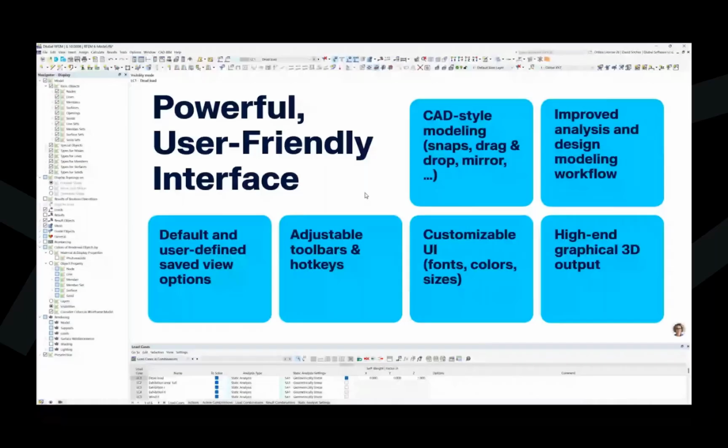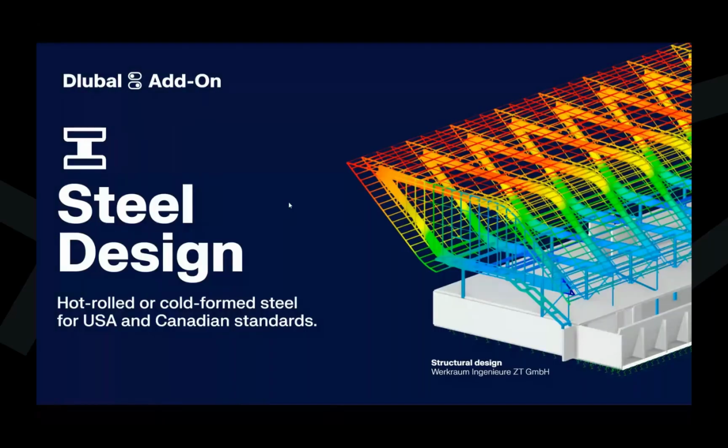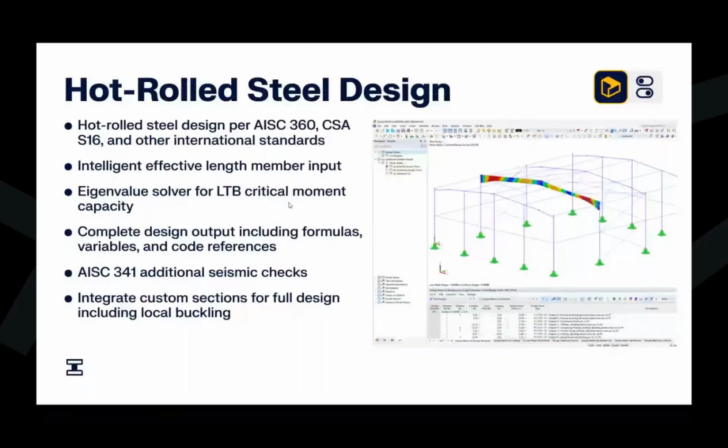So turning now to the specific add-ons, we'll start with the steel design add-on. So again, integrated within the base program RFEM 6, this allows us to take the analysis results and carry out both the hot rolled and cold form steel design of members according to the USA and Canadian standards. So we'll start off with hot rolled steel design in particular, and this does include the AISC 360 that you see here, as well as the CSA S16 and other international standards. So you have access to all codes when you do purchase this add-on.